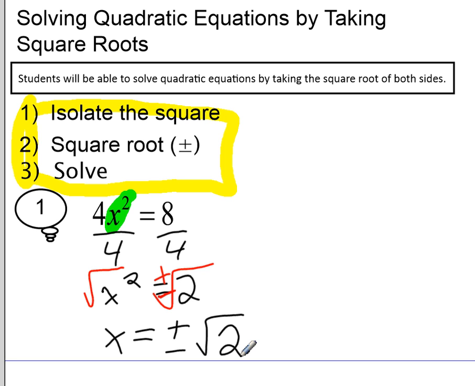Keep in mind that you must remember everything about how to simplify radicals. No decimals will be allowed. Your answers have to be in simplest fraction, simplest radical form. For this problem, there is no simplification, but if this radicand, the stuff underneath the radical, had a factor that was a perfect square, you would have to simplify.